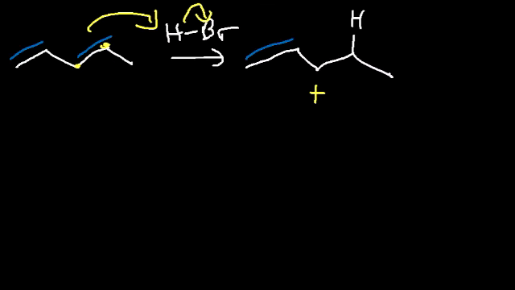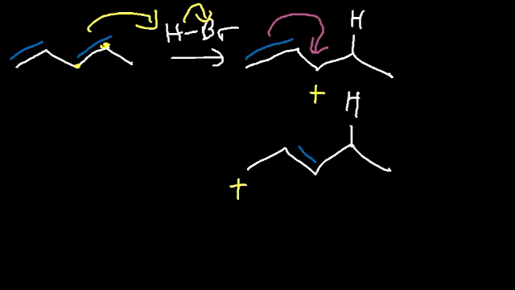Now the reason for that is because if you put the plus charge one carbon away from the double bond, it's an allylic carbocation, and it's relatively stable. It's stabilized by resonance. And so just like before, this double bond can move here. And so the plus charge is here now. So then the bromide ion can attack this carbocation, or it can attack this one, giving us these two products.